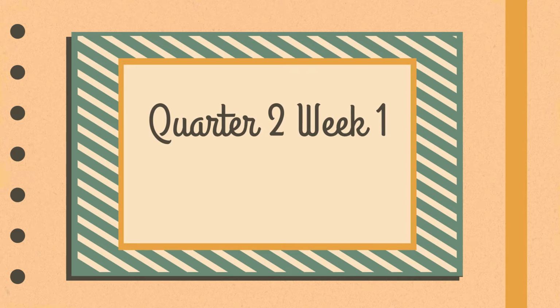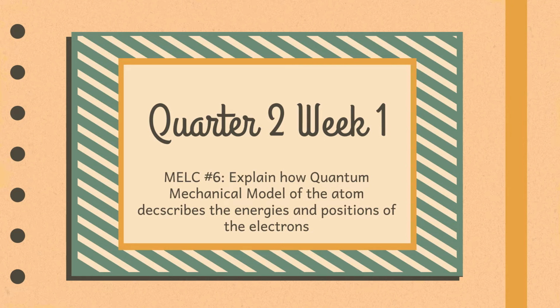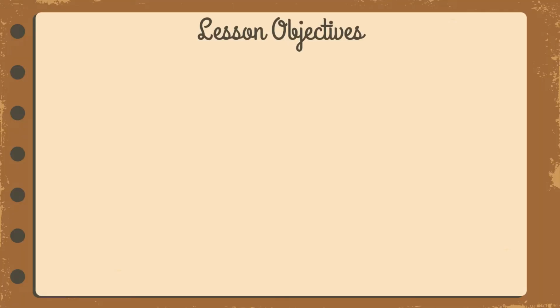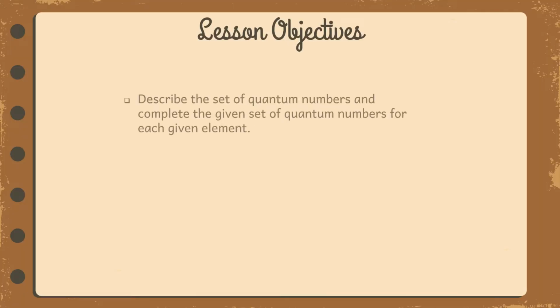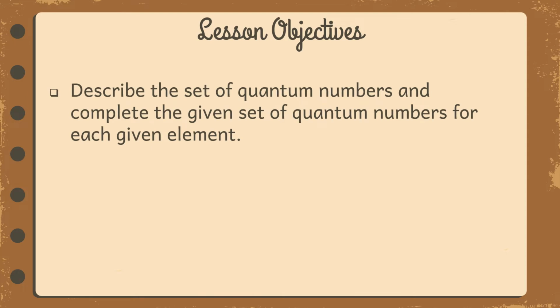And for this week's lesson, we will be dealing with note number 6. Explain how the quantum mechanical model of an atom describes the energies and positions of electrons. And here is the lesson objective for today. At the end of the lesson, you are expected to describe the set of quantum numbers and complete the given set of quantum numbers for each given element.